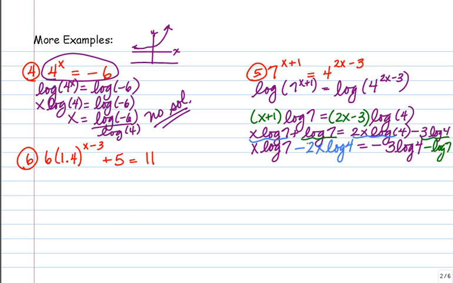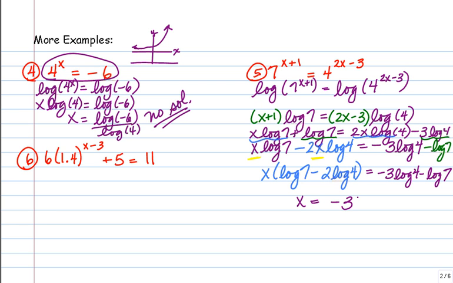Now, what in the world do you do here? To get the x separated out, you've got to factor it out. So we can actually write this as x times log 7 minus 2 log 4. So all I did is I'm just removing this x from both terms. And this is equal to negative 3 log 4 minus log 7. So finally, to solve for x, I can just simply say negative 3 log 4 minus log 7, divided by log 7 minus 2 log 4.